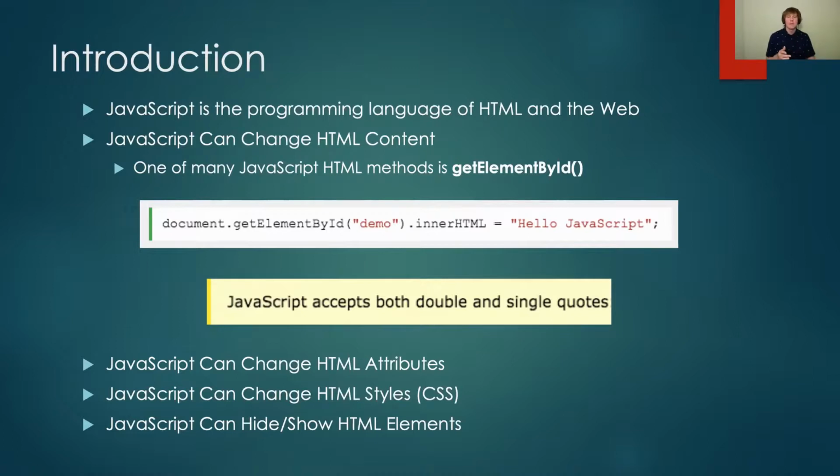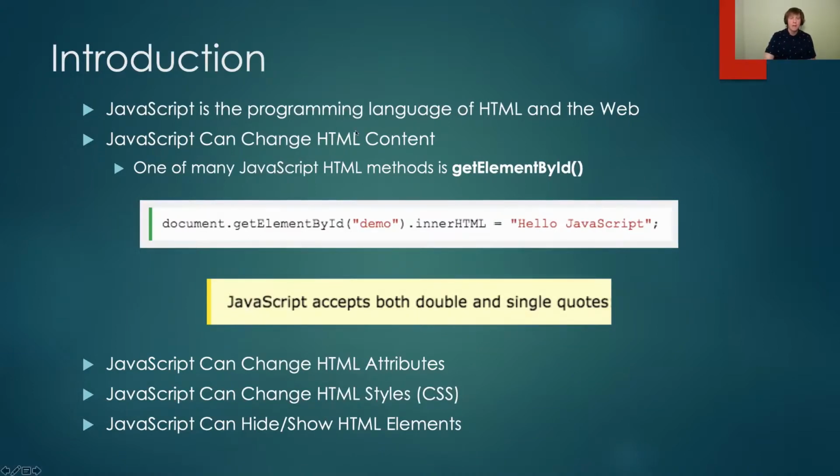JavaScript is the programming language of HTML and the web. JavaScript can change HTML content. It can change HTML attributes. It can change HTML styles like CSS. It can hide and show elements, and we're going to take a look at all of these in the coding example. Now, how can I change content?